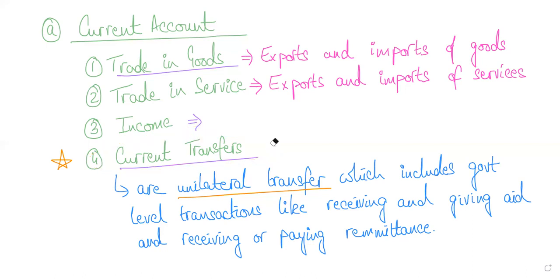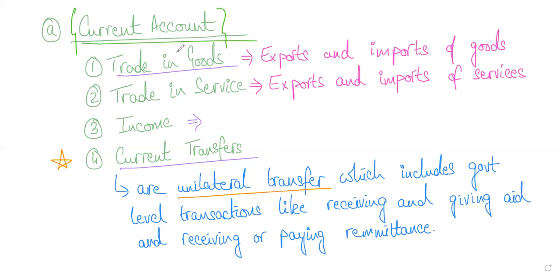So we said that balance of payment is an official document that records all international transactions of a country. So all international transactions that are taking place in a country will be recorded in the balance of payment of a country. And now it has three accounts. What are the three accounts in balance of payment? Current account, capital account, and financial account.